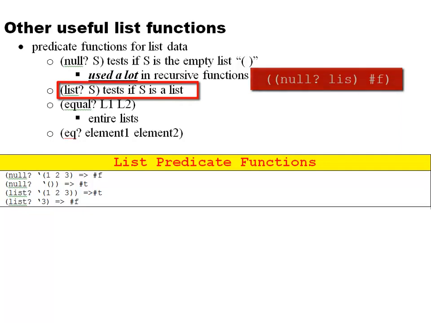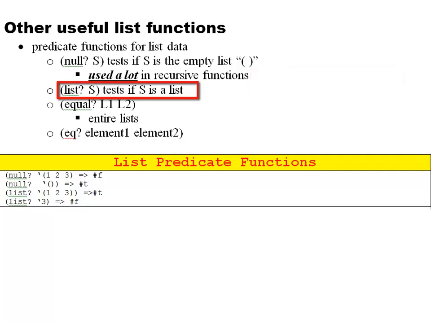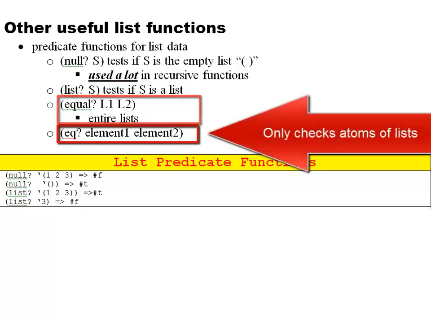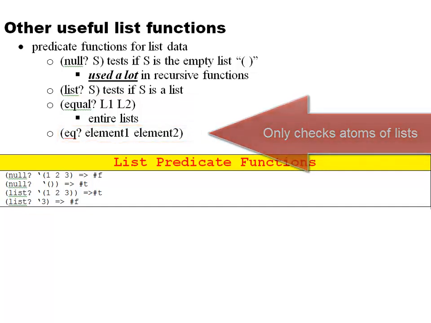The next one is list?, and that just checks to see if S is a list. We have equal? to see if two lists are entirely equal. And then we have eq?, with a question mark, and that's going to test the elements or the atoms within a list. We would have to use a car in order to extract the elements.